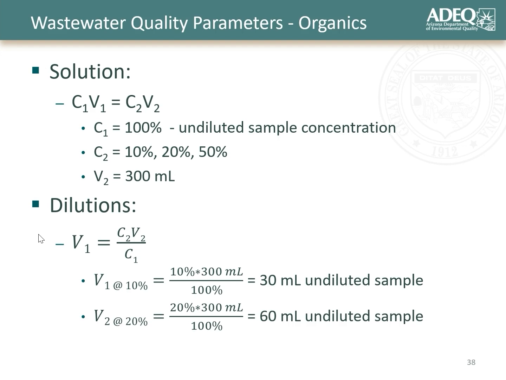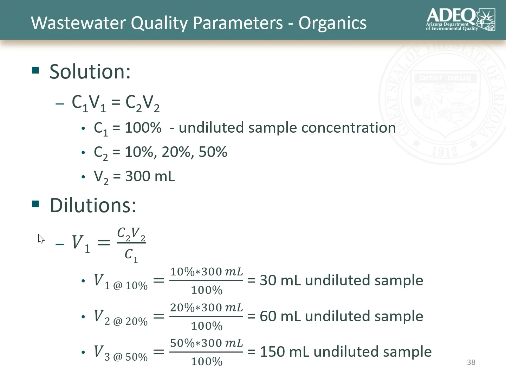For 20%, we do the exact same thing. We substitute 20% for 10%. Now the math works out to be 60 mLs of undiluted sample. Notice 60 is double of 30, and 20 is double of 10. So the math works out and you feel comfortable with that in terms of the analysis. And now for the 50% dilution, we just change out 50% for 20%. So 50% times 300 divided by 100% gives us 150 mLs, in which half of 300 mLs is 150. So the math, once again, adds up.